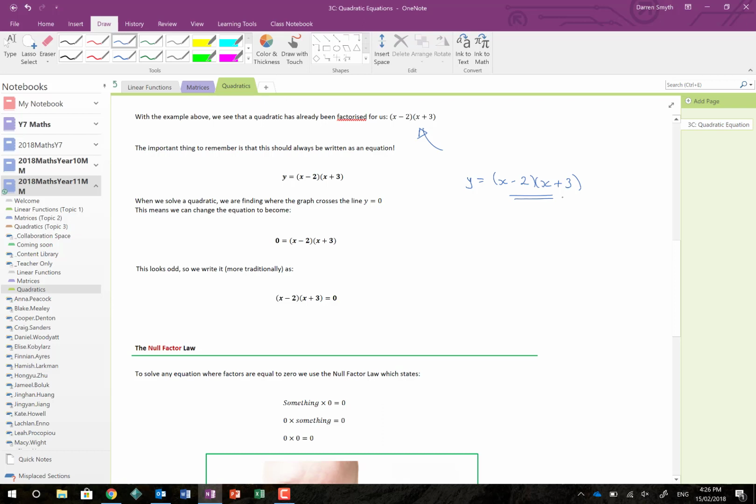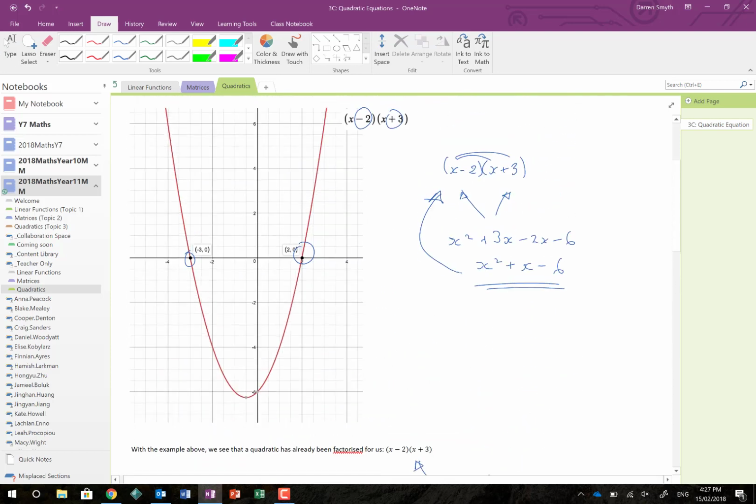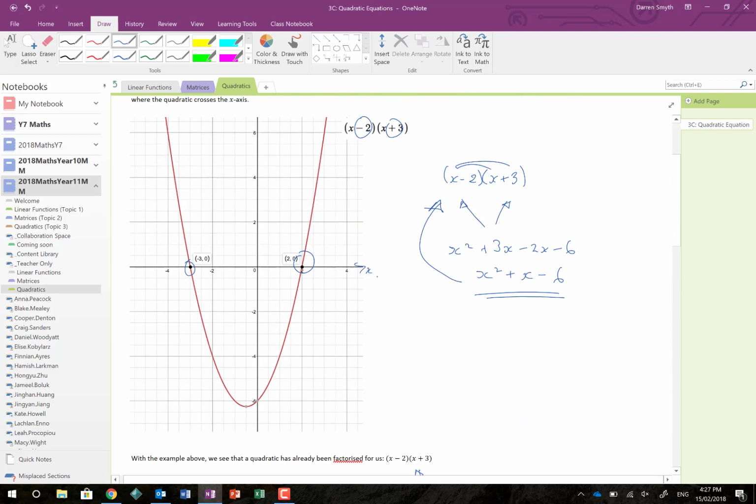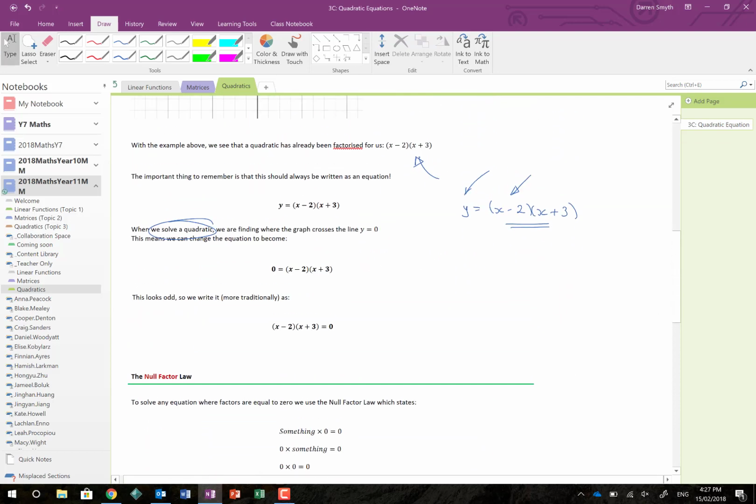It should be y equals 0, because we are saying that to find the y value, we only need to know an x value, and it's related to it. Now, solving quadratic equations, we're actually finding where the graph crosses the line y equals 0. Here, we know this is the x-axis, but it is also the point where all the y values are equal to 0. So if we want to know where all the y values are equal to 0, and we have an equation that says y equals, then we can simply put 0 equals x minus 2, x plus 3.